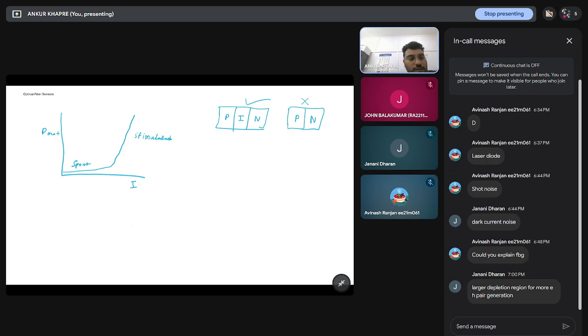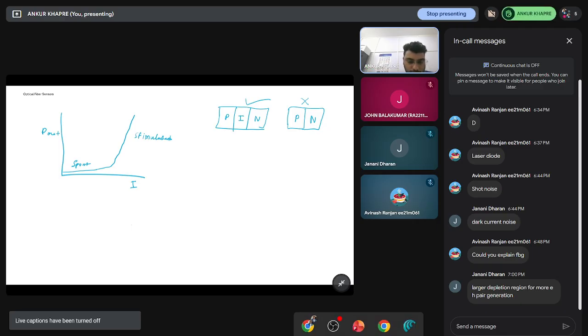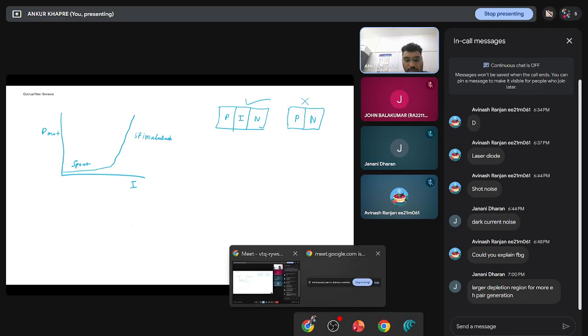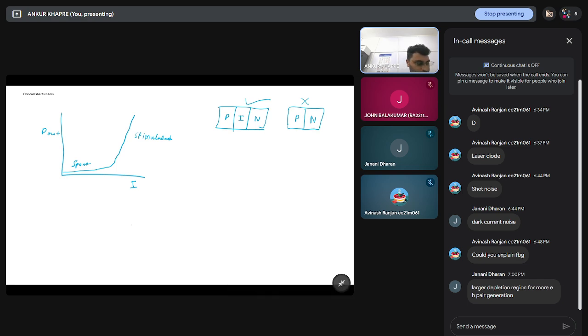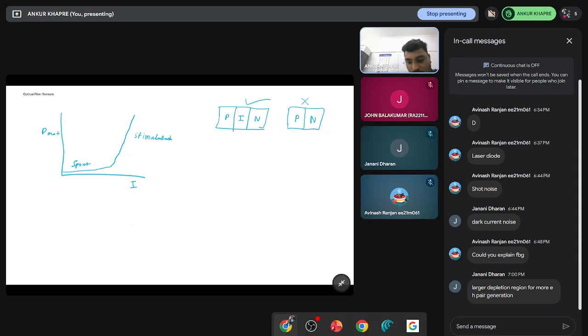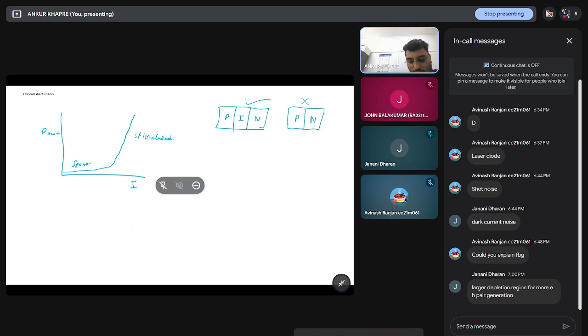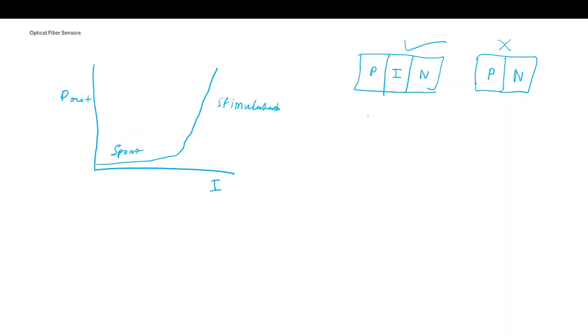Yes, correct. Nice. But there is one problem also. What could be the problem because of these things? Will it have a problem? Yeah, more number of electron and hole pairs.